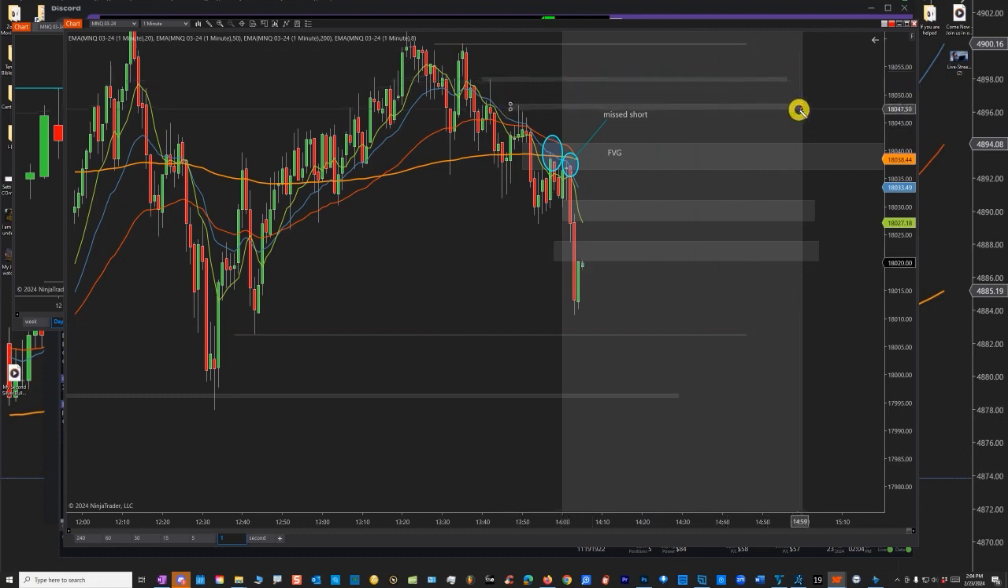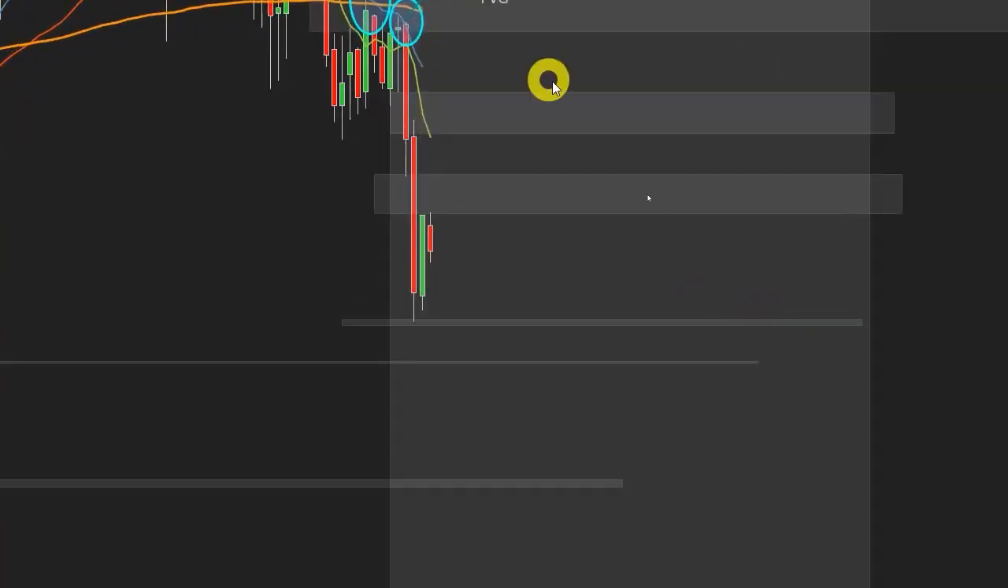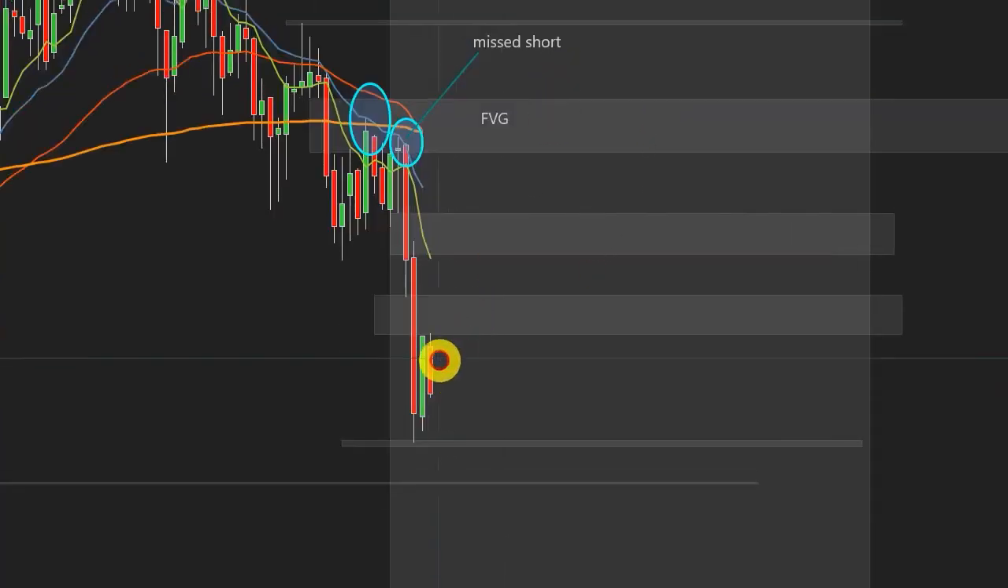All right, let's keep marking the top side and the bottom side. Okay, so now it's got this. Okay. Yeah, did it come up and test that? Yeah, it did. It barely peeked inside.